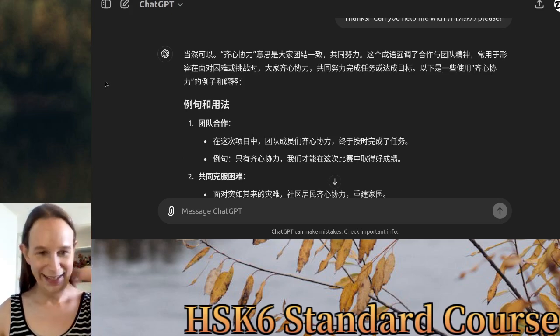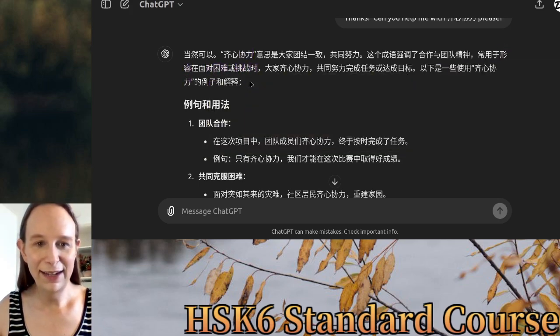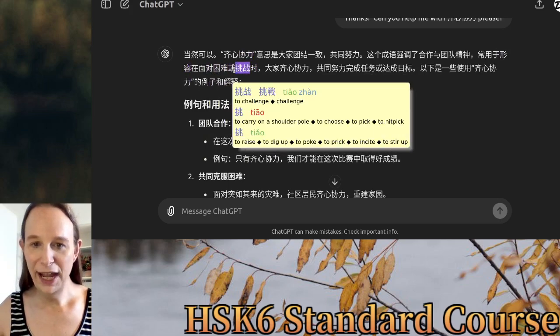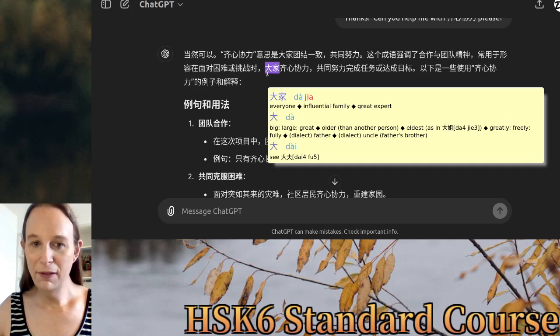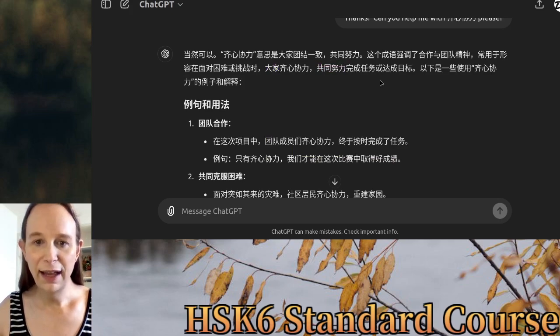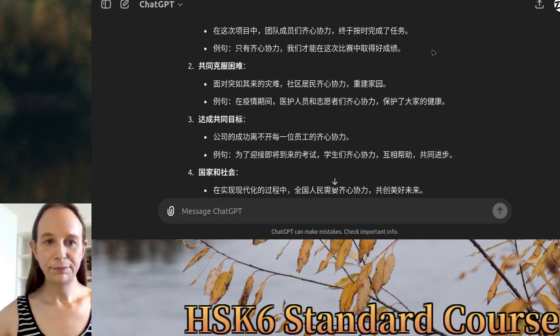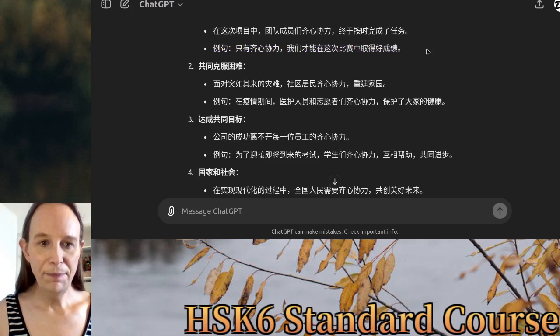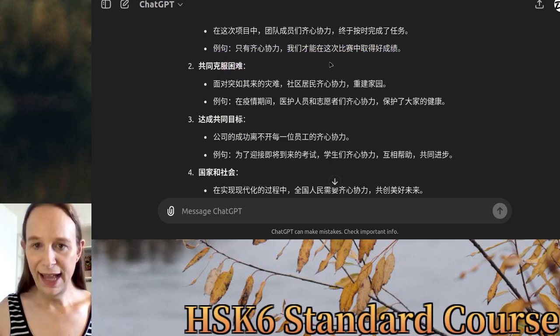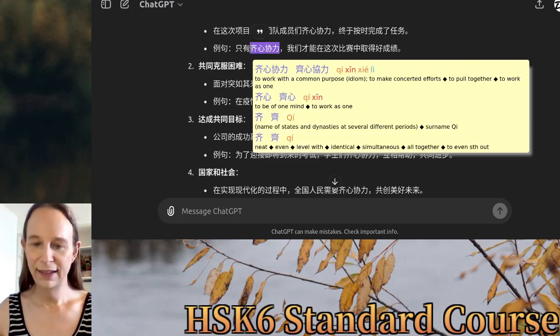Yeah, silly, a bit silly, a bit 逗，很逗。But anyway, so we're doing some kind of through difficulty or challenges. We're working together, multiple people, everybody, 共同努力完成任务. So working together to complete the mission 或达成目标 or reach the goal. All right. So let's just read the examples. Example, 只有齐心协力，我们才能在这次比赛中取得好成绩. Yeah, only if we coordinate our efforts.